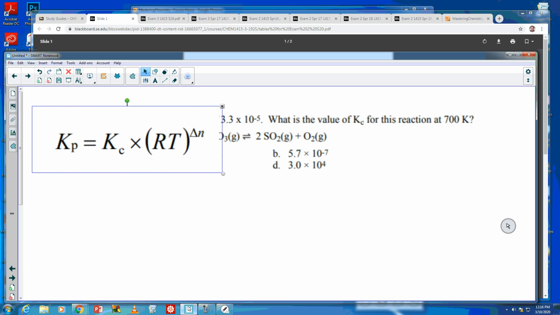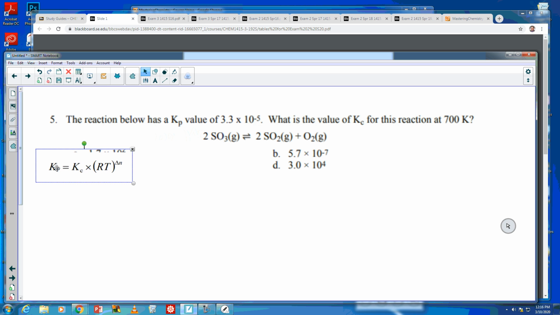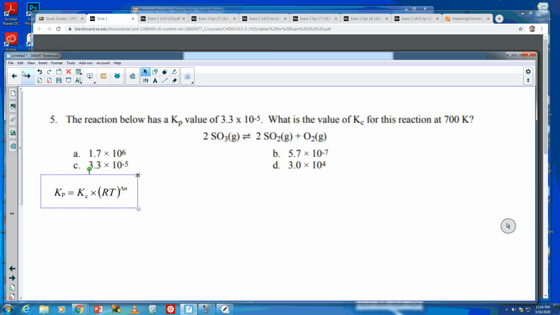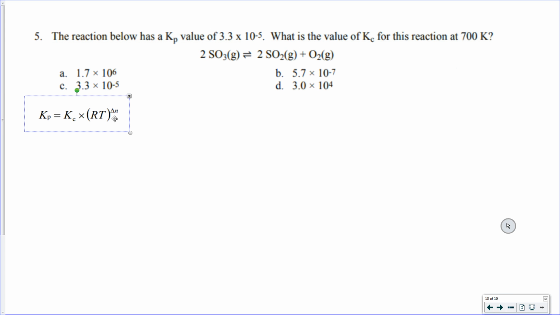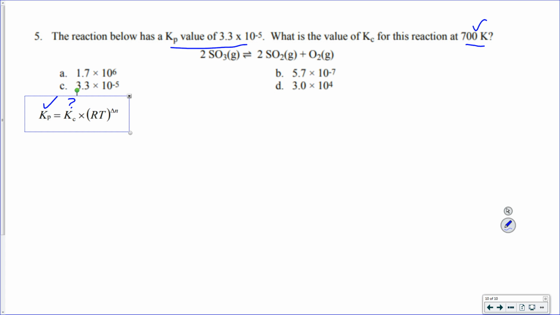Got that. So P a bit smaller. Okay. So what it does is it gives me the K sub P value, so I know what this term is, and what I'm looking for is K sub C. Now the temperature is already in Kelvin, so that's good. I know what T is.